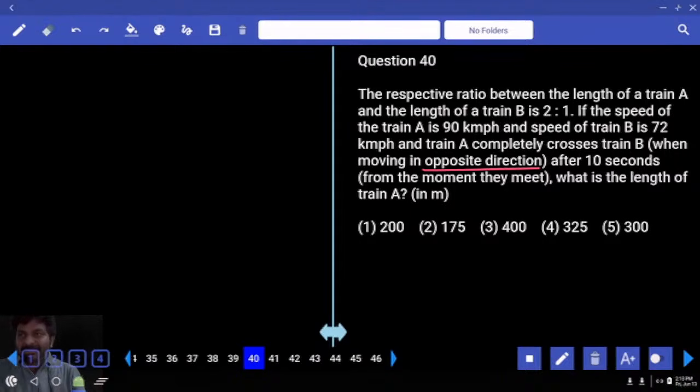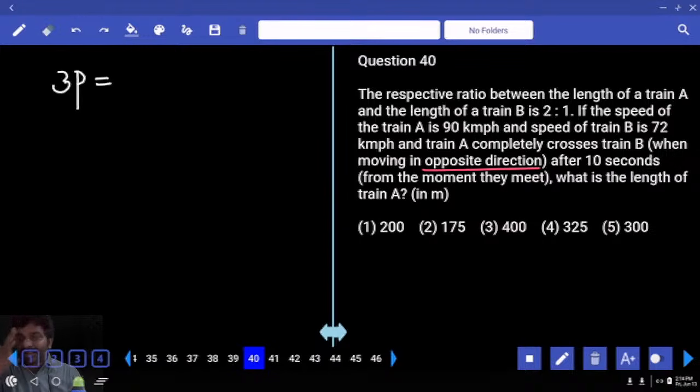If a train crosses another train, whether they are moving in same direction or coming from opposite direction, or one train crossing another standalone train, distance covered in that case is going to be train length 1 plus train length 2. And their lengths are in the ratio 2:1. So 2 parts and then 1 part. Total distance covered 3 parts.